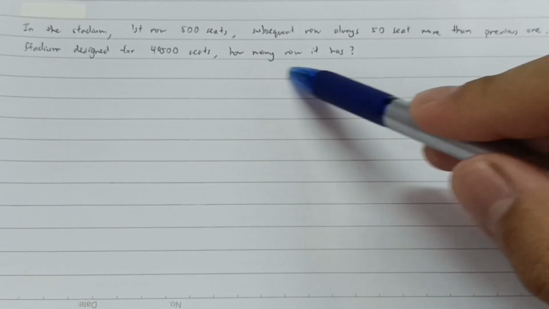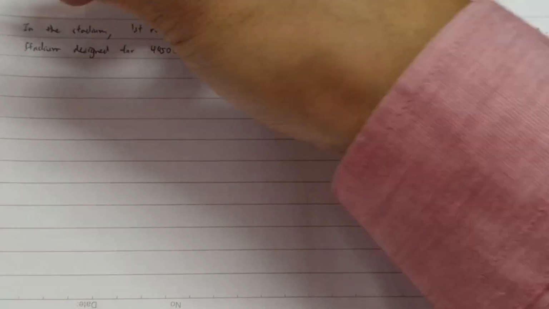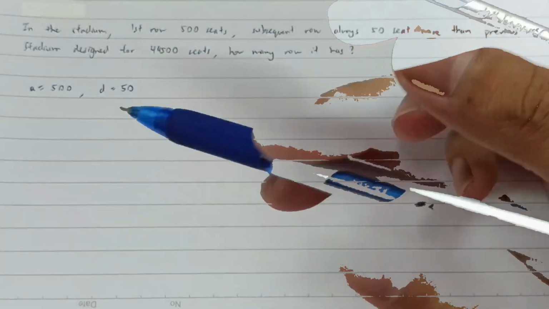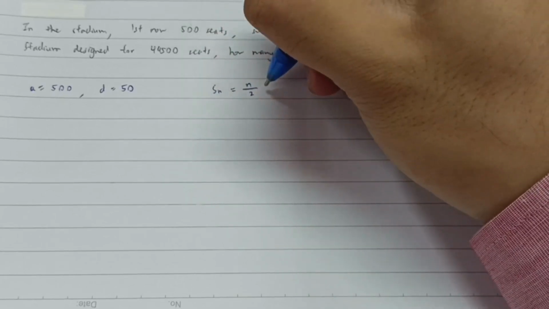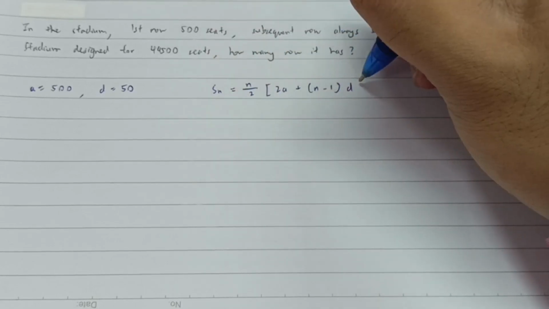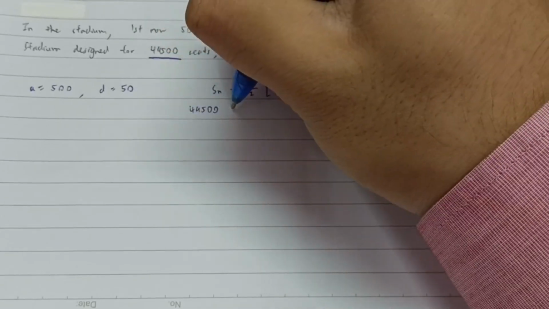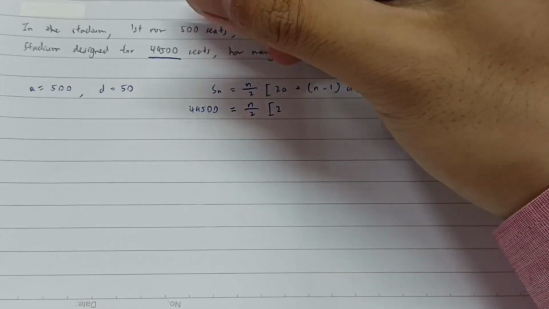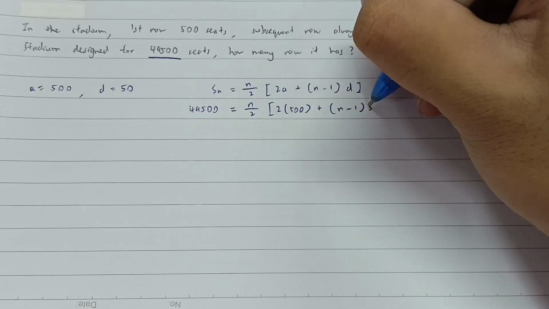So they want us to find how many rows it can be with these 49,500 seats. So for this question, since they're given, we know that a is 500, then d will be 50. So we use the formula: sum of n rows, S_n, equals n over 2 bracket, 2 times the first row a plus n minus 1 times d, the difference between every subsequent row. Okay, so now they've given us that there are 49,500 seats in total. Then we have n rows over 2. Then now we substitute the values: a given is 500 plus n minus 1, d given 50.